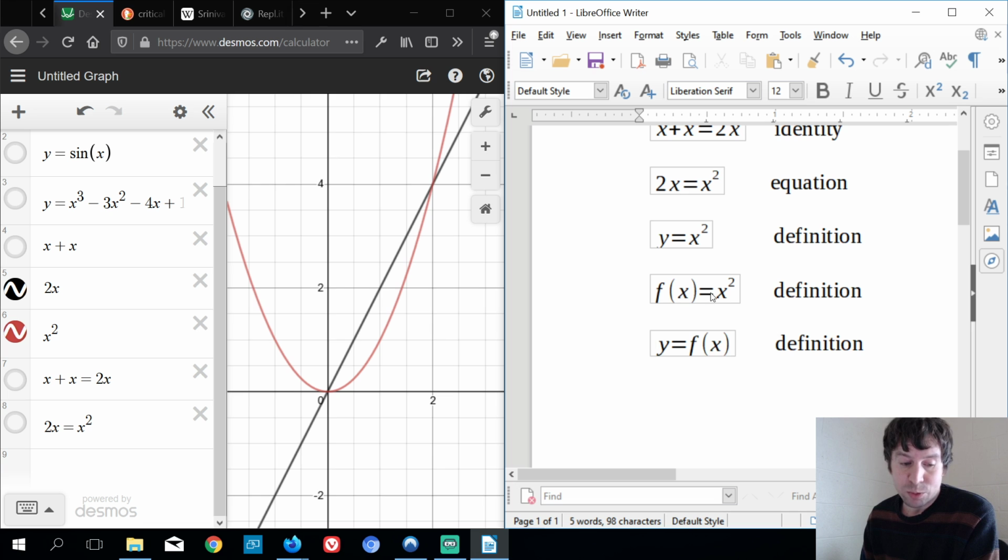Now if f of x equaled x squared, and you said y equals f of x, that would mean that y equals x squared. So it's kind of that transitive property where if a equals b, b equals c, then that means a equals c. We could write it that way.